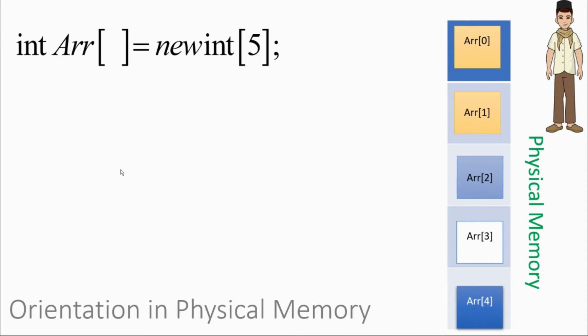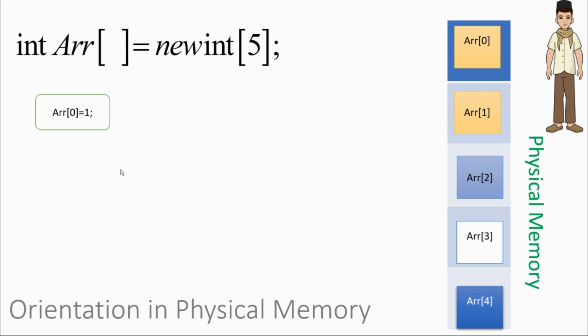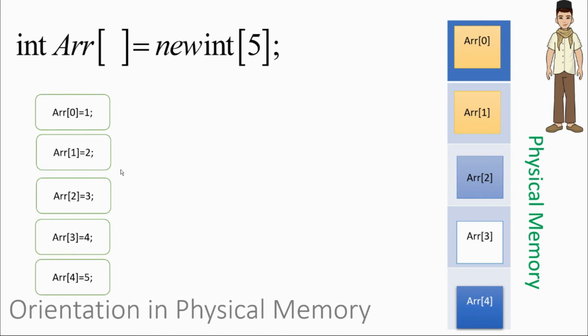Now enough about the array in physical memory. Now if I wish to assign values on each index from 0 to n minus 1, in this case from 0 to 4, what I need to do is, for example, if I wish to store 1 in the initial index 0, I have to write ar[0] = 1. And likewise, if I wish to give values to the rest of the elements, I can do it in this manner.